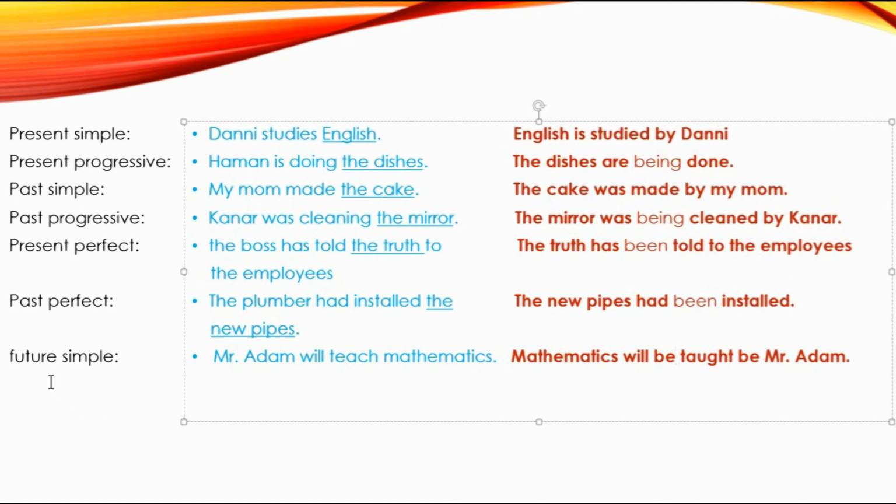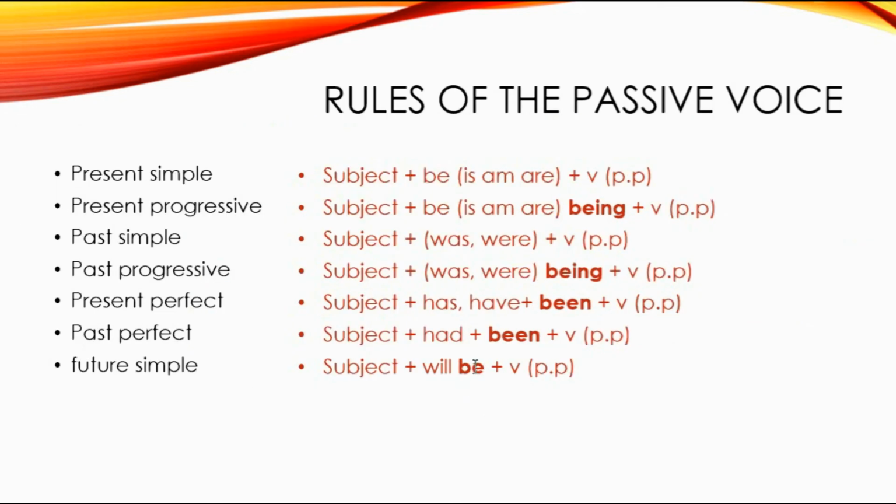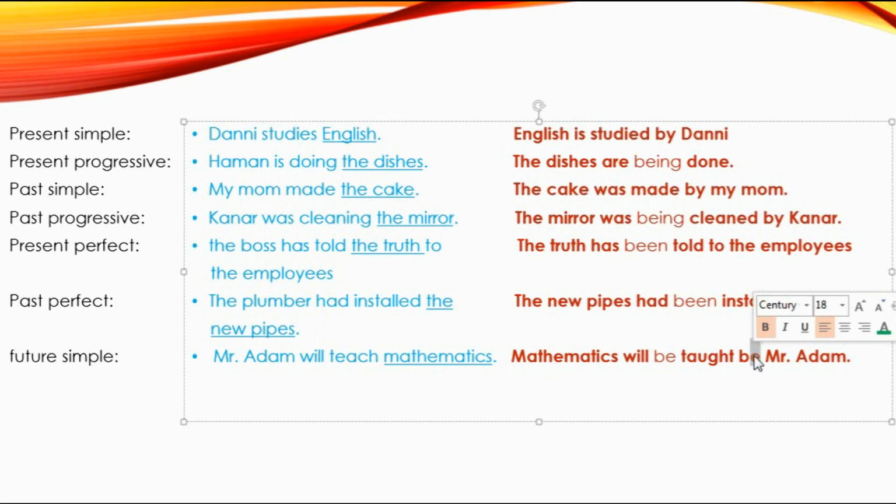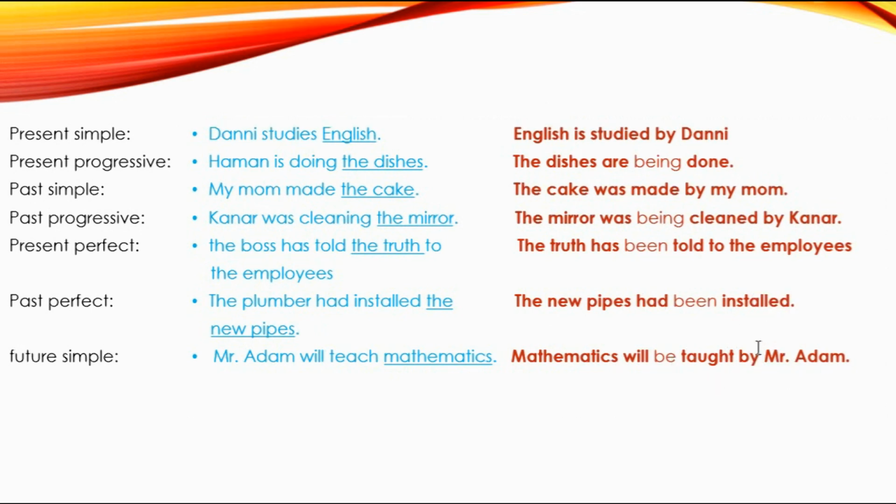My last one is for a future simple sentence. So Mr. Adam will teach mathematics. This is my active voice sentence. Will teach something. That thing is mathematics. So this is my object. It becomes my subject here, right? Mathematics will be taught. Be is my unchanged part here, as I told you before. Being taught. Taught is my past participle verb. Teach becomes taught. By, sorry, by Mr. Adam, right? By Mr. Adam, so by agent, right?